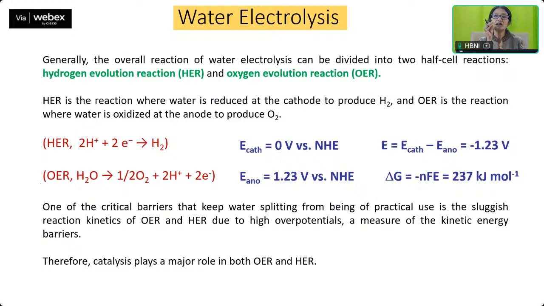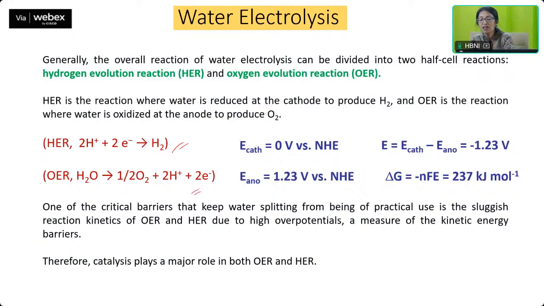So why do you need an electrocatalyst? One of the main things, as I said, for an electrolyzer is to electrolyze water. Generally, the overall reaction of water electrolysis is divided into two half-cell reactions. You have HER, which is the hydrogen evolution reaction, and you have OER, which is the oxygen evolution reaction. If you look into the hydrogen evolution reaction, it is where water is reduced at the cathode to produce hydrogen, as you can see over here. And the oxygen evolution reaction is the reaction where water is oxidized at the anode to produce oxygen.